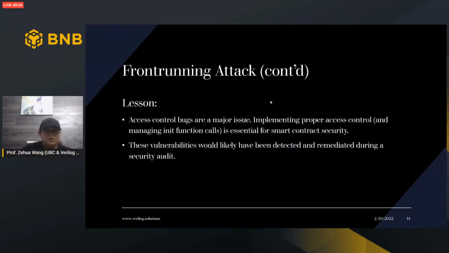And what's the lesson that we're going to learn from this front-running attack? Access control bugs are the major issue. Implementing proper access control is essential for smart contract security. These vulnerabilities would likely have been detected and remediated during security auditing. So auditing becomes the standard routine when you launch a DeFi protocol.